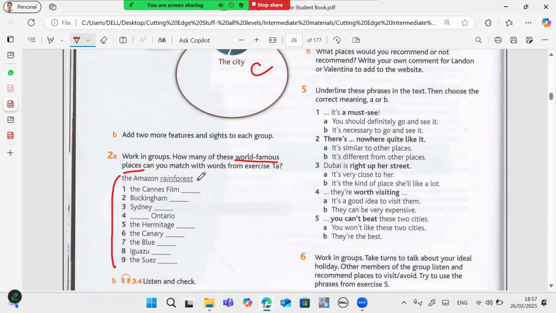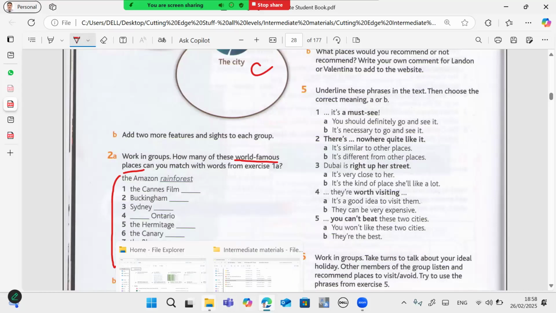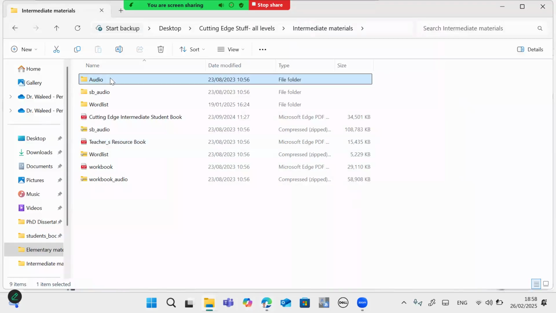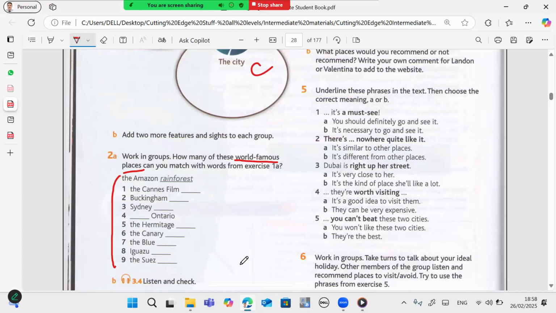The Amazon rainforest. Of course, the famous tropical forests of the Amazon. Okay? Yes, so listen again. Listen please. And try to give me more details for each one. You can take notes if you want. This is 3.4. Unit 3, Recording 4.